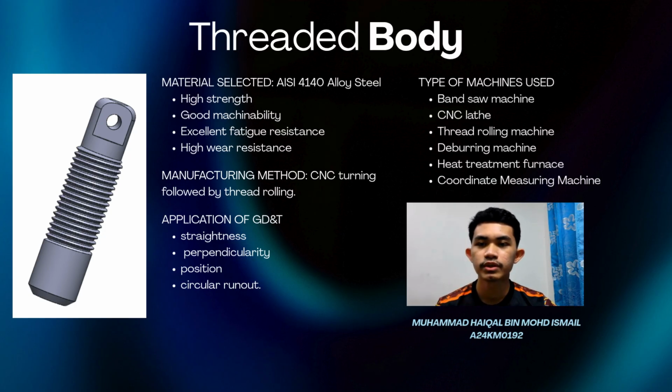After comparing several manufacturing methods, we selected CNC turning followed by thread rolling because this process provides high dimensional accuracy and produces stronger threads. Moreover, to ensure manufacturing accuracy, GD&T is applied using straightness, perpendicularity, position, and circular runout. And finally, the main machines used are bandsaw machine, CNC machine, thread rolling machine, and deburring machine.